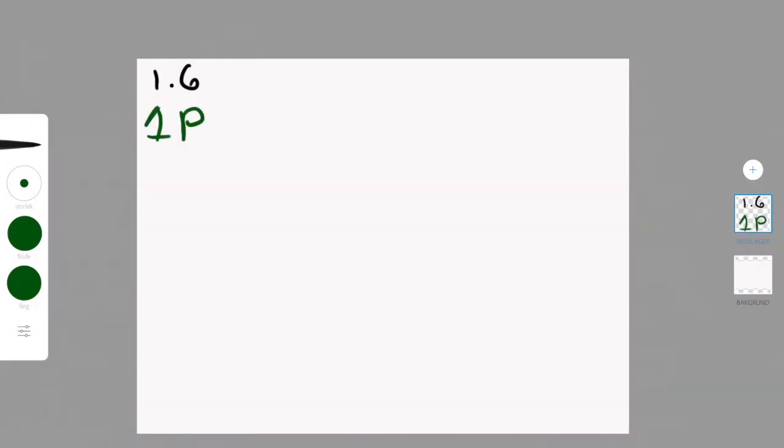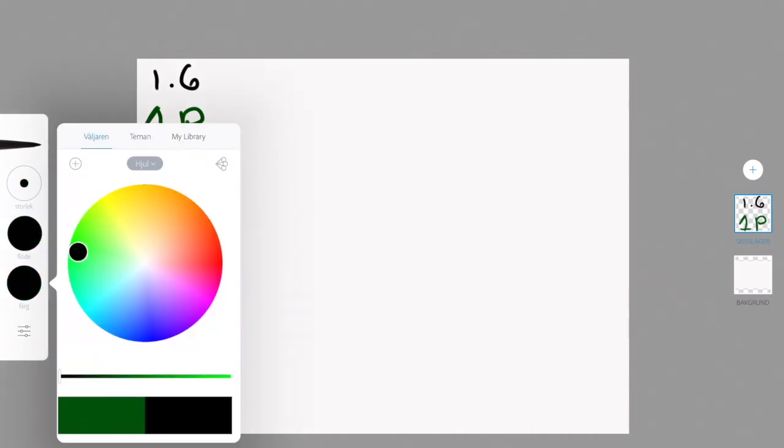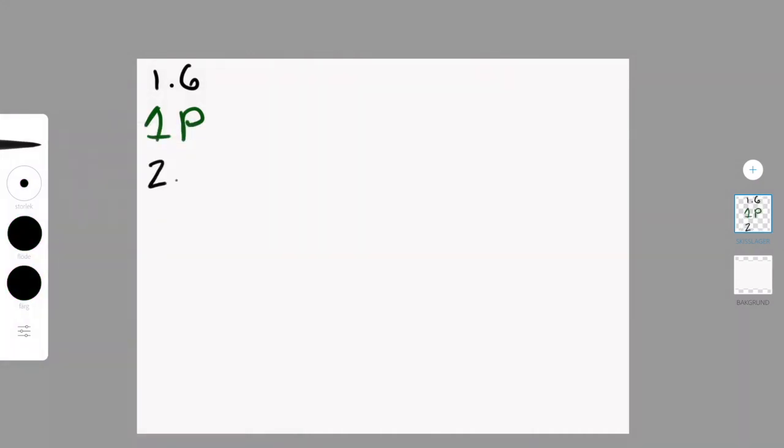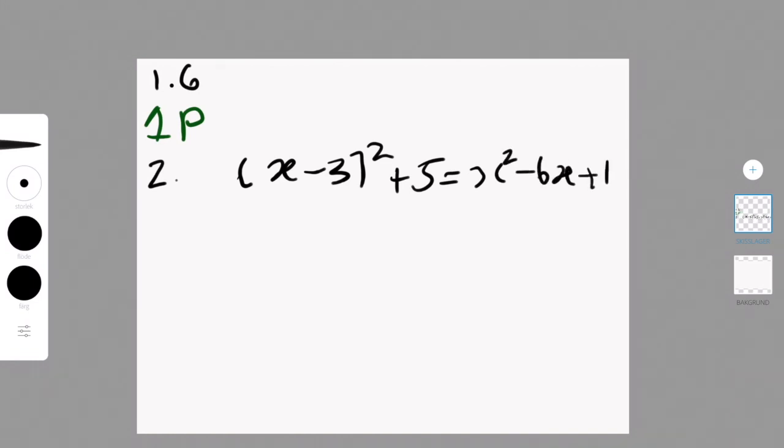For 1.6, I will be using an example from 1p. I will be using the second question, which is: prove that (x minus 3) to the power of 2, plus 5, equals x squared minus 6x plus 14. So now you have to remember with proofs, you can't move anything on the left-hand side to the right-hand side, and you can't move anything from the right-hand side to the left-hand side.